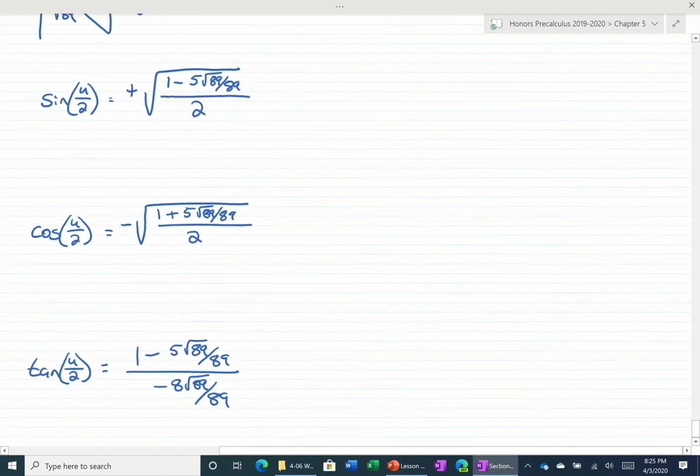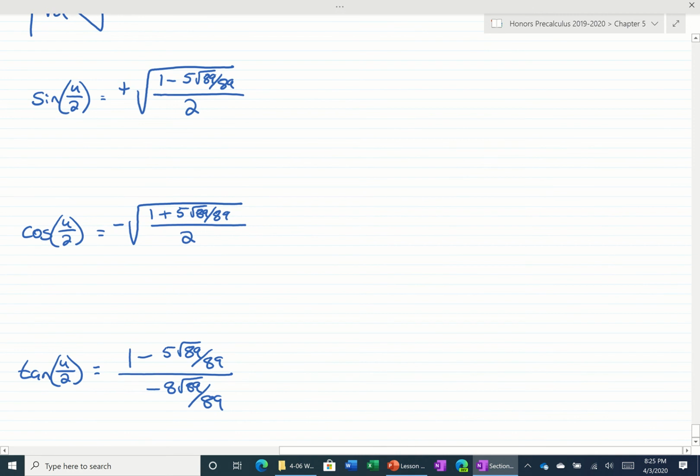And let's see if we could figure this out now. So instead of saying I'm going to divide the whole top by 2, which is what I'm doing, I'm going to multiply the whole top by 1/2. And this turns into a positive square root of 1/2 times 1 minus 5 root 89 over 89, and 89 times 2 is 178.